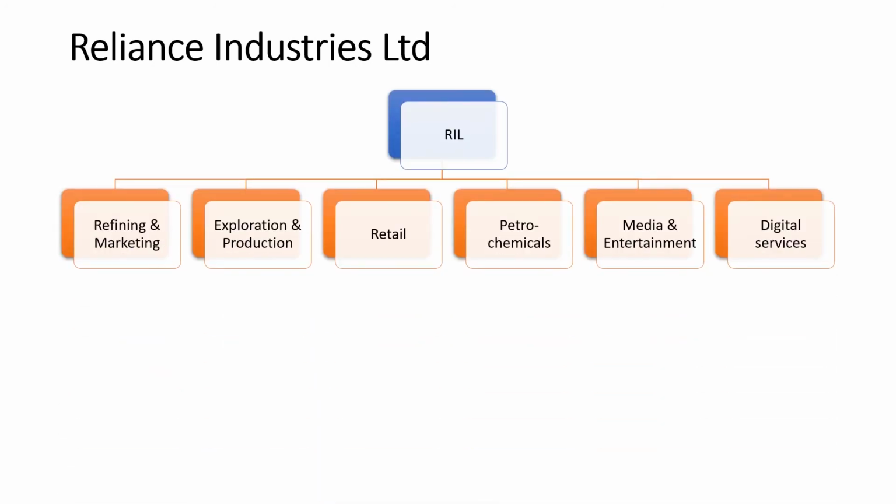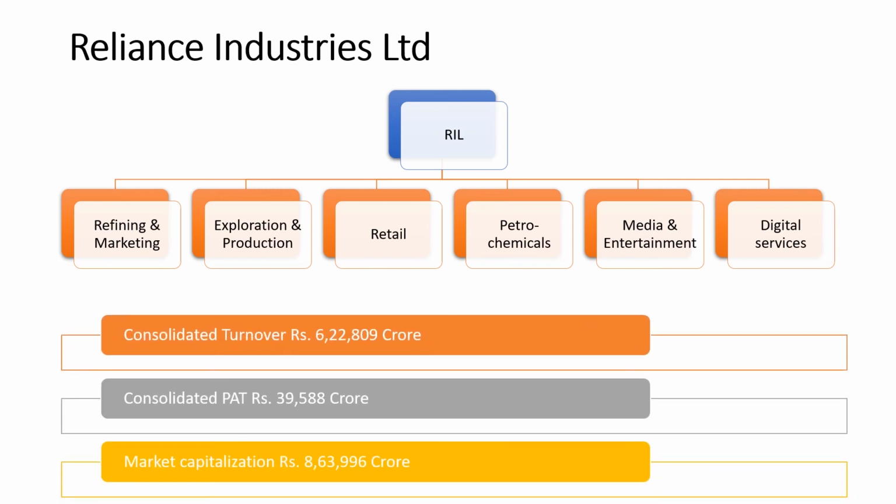Now talking about Reliance Industries Limited, Reliance has businesses over 6 areas: refining and marketing, exploration and production, retail, petrochemicals, media and entertainment, and digital services. The consolidated turnover has been rupees 6,22,809 crores. Consolidated profit after tax was rupees 39,588 crores. The market capitalization of Reliance is rupees 8,63,996 crores.